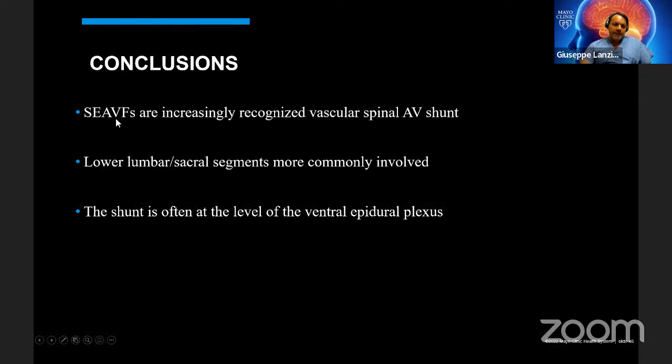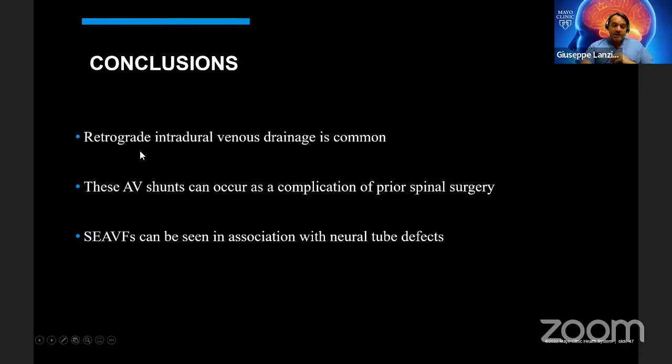So in conclusion, spinal epidural fistulas are an increasingly recognized type of spinal AV shunt. The lower lumbar and sacral segments are more commonly involved, as opposed to the preferentially thoracolumbar involvement of the type 1 dural AV fistula, with the caveat that when the lumbar spine is involved, usually for the type 1, the first 3 lumbar levels are by far the most common ones. The shunt for epidural fistulas is often at the level of the ventral epidural plexus, and they can commonly have retrograde intradural venous drainage that is responsible for patient symptoms.